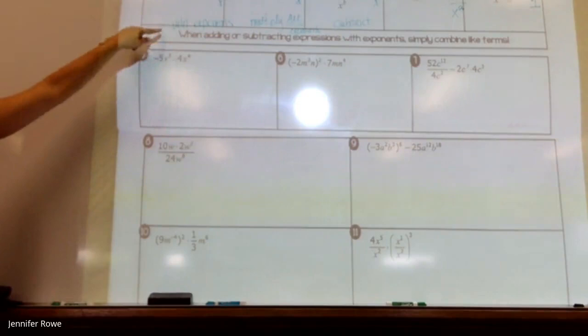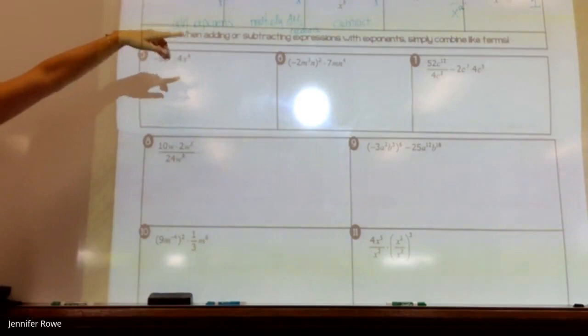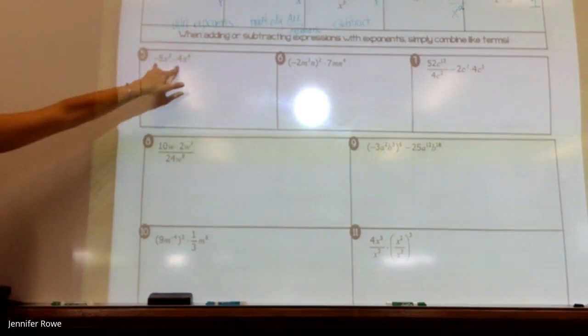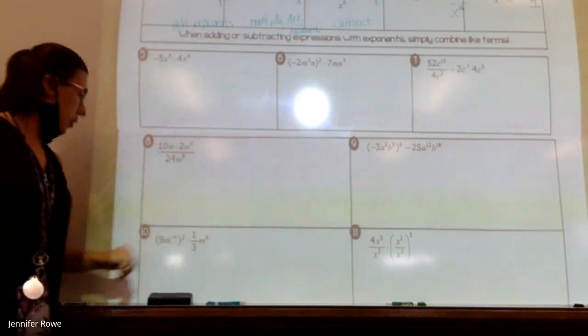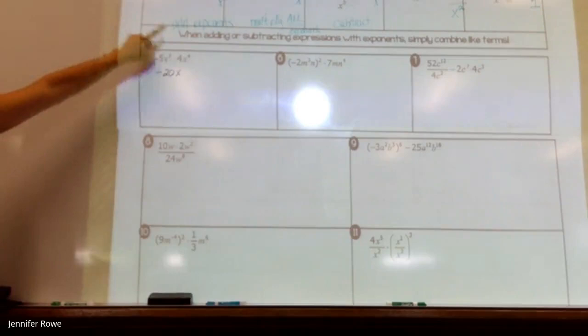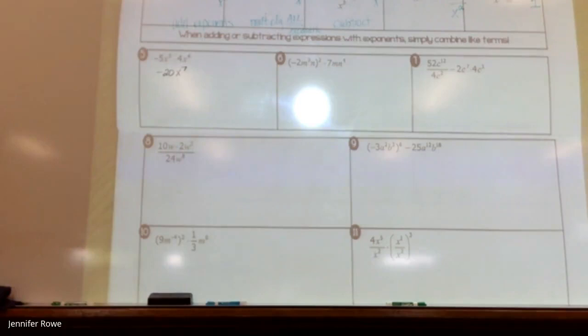When you're adding or subtracting exponents with expressions, you simply combine like terms, so your exponents don't change. Are negative 5 and 4 exponents? No, what are they? Coefficients. So coefficients actually just multiply. Negative 5 times 4 is negative 20. I'm going to write the black one because the blue one appears to be running out. So negative 20. Copy your base, and then we said when you're multiplying, you add your exponents. So negative 20x to the 7. That one should have been pretty straightforward. Okay. Then we move on.